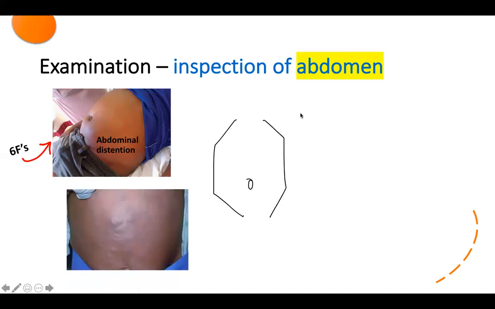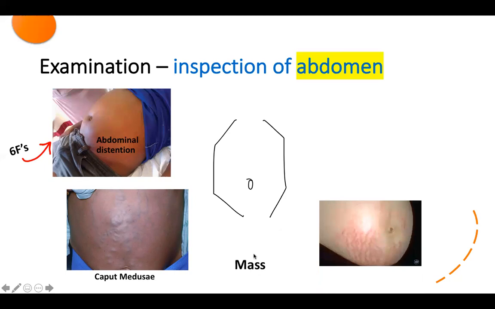Okay. Can you guys think of what this picture might be? Yep, that's perfect. So this is Caput medusae. And then there's no picture, but you want to look out and see if there are any visible masses. And what do you guys think this picture is? Yeah, striae, so look out for any stretch marks.